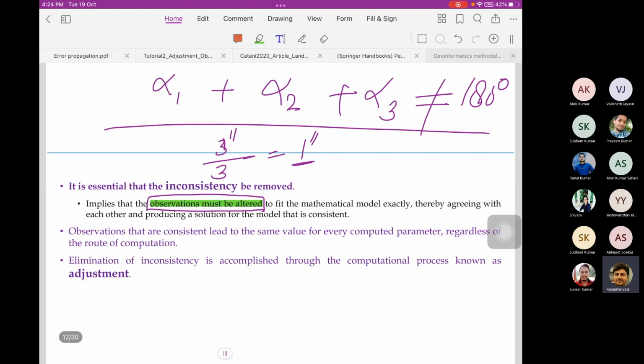Elimination of inconsistency is accomplished through the computational process known as adjustment. This is the definition which I wanted to give you at this point. The elimination of the inconsistency is accomplished through the computational process. This computational process involves altering the observations also. You get my point? Elimination of inconsistency is accomplished through the computational process known as adjustment.